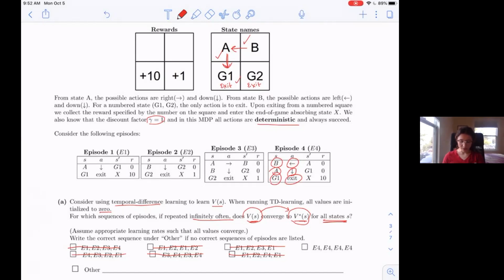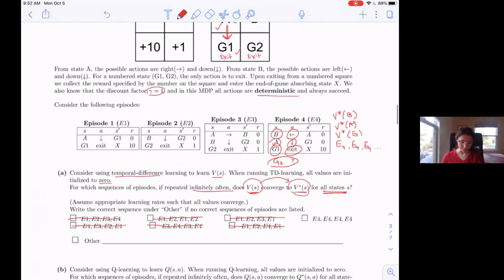So everything seems pretty good in this one, except we have a similar problem as we did in episode 1, where we're not able to observe samples at every single state. So what that means is that G2 will never be able to converge if we only run E4, E4, E4 infinitely often. It will, however, help us converge to V star B, V star A, and V star G1.